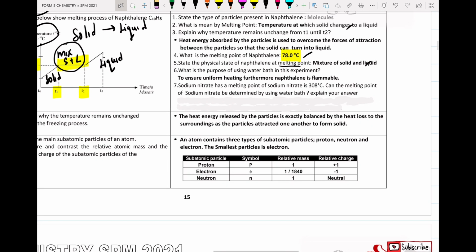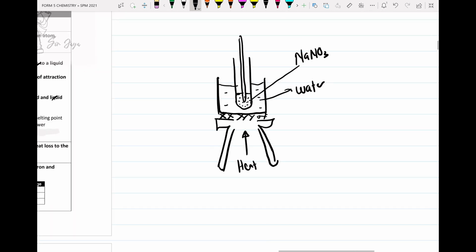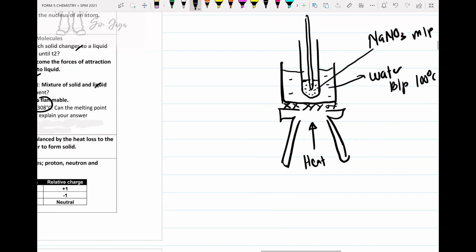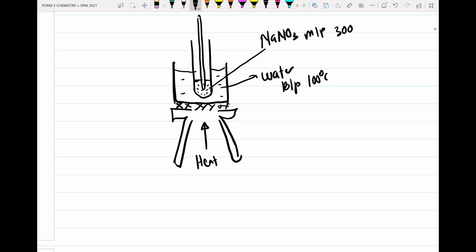Okay, let's look at the question. Sodium nitrate has a melting point of 308 degrees Celsius. Can the melting point of sodium nitrate be determined by using a water bath? Explain your answer. So in this diagram I put water. The boiling point of water is 100 degrees Celsius, and the melting point of sodium nitrate is 308. So what will happen when the temperature reaches 100 degrees Celsius? The water will turn into gas. There is no more water, so we cannot use a water bath.